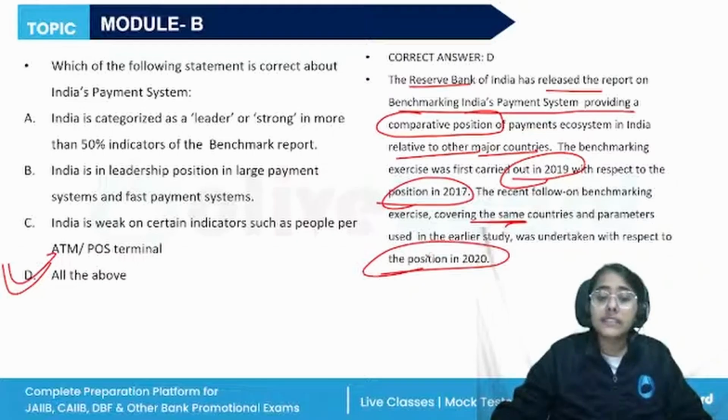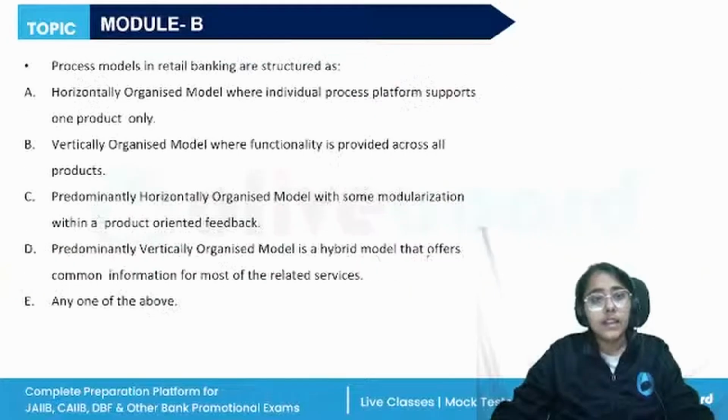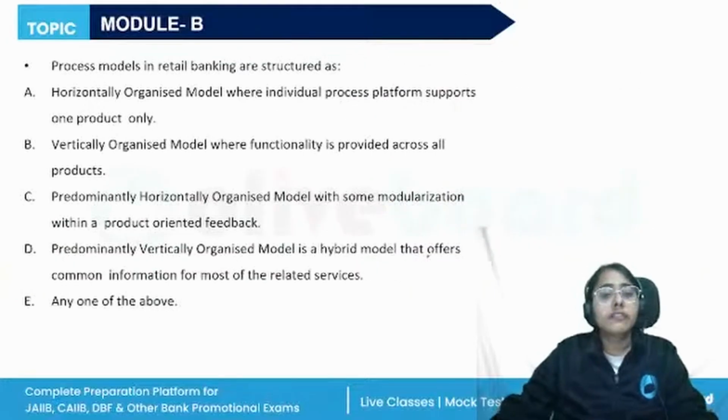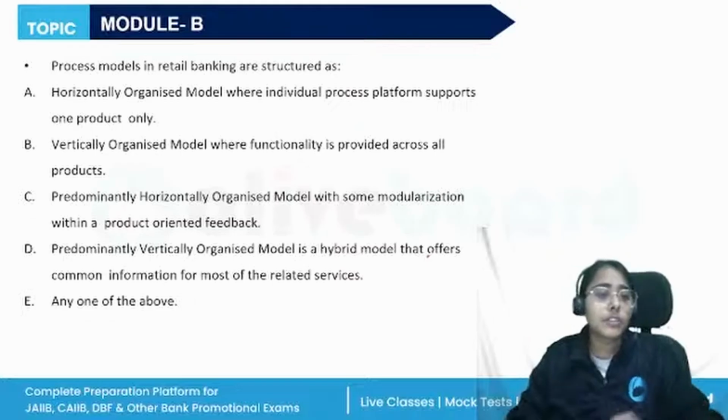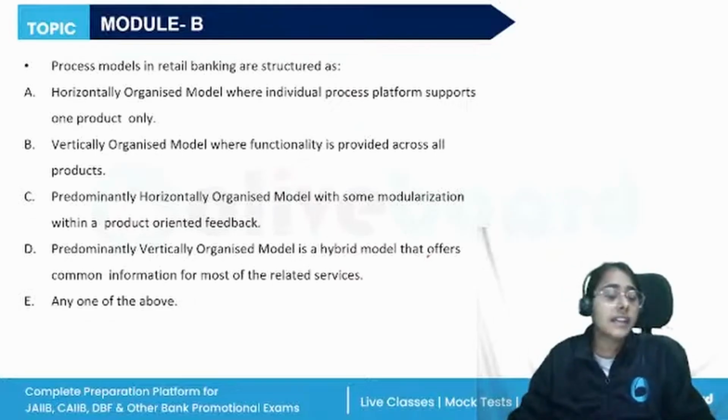India has made significant improvement in the digital payment network. Also, for public transport, digital payment options are available. So, the benchmarking exercise summary is also important. Next, we have the technology or digitization of retail banking products. So the process models in retail banking are structured as we have also studied in the previous chapters.